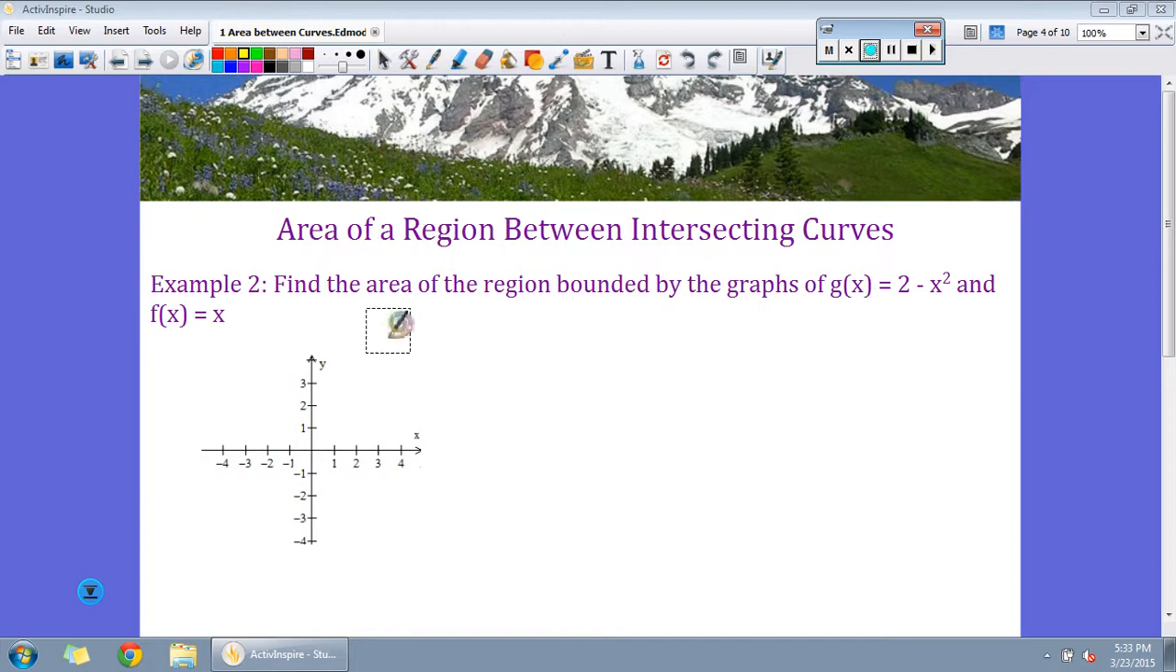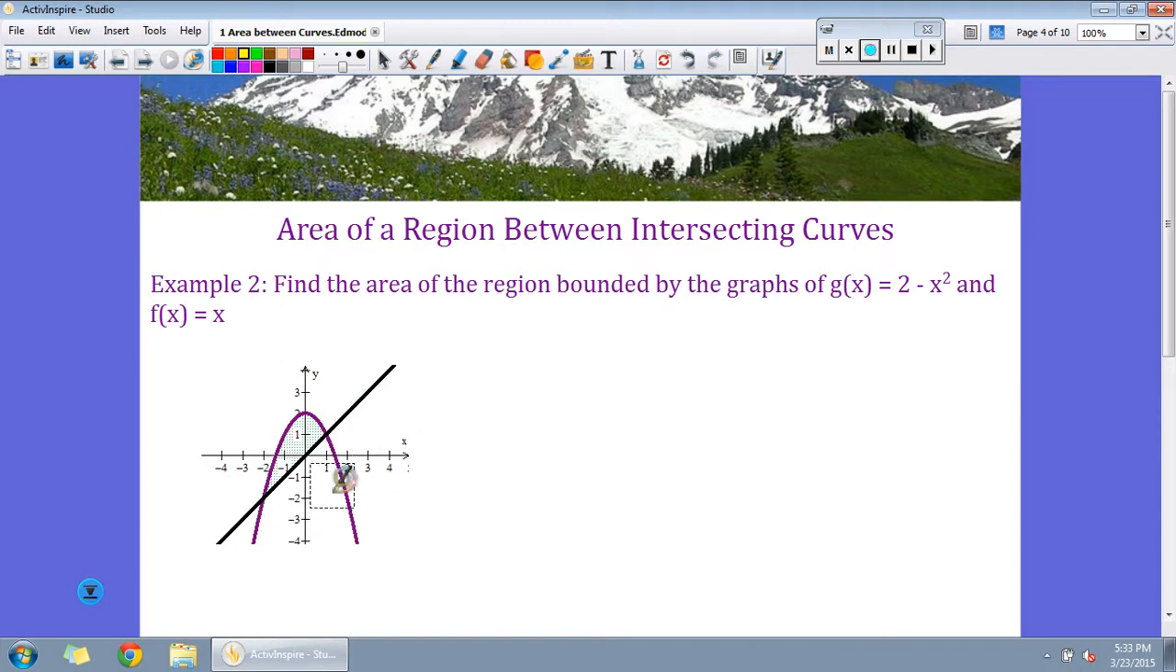Okay, so on this one we have the quadratic 2 minus x squared and the linear function y equals x. We don't have any x values. So when you have no x values, we want to look at just the area in between their intersections. So we can easily see from the graph that the intersections are -2 and 1. But if you don't have a handy graph that's easy to read, finding the intersections is easy to do algebraically.